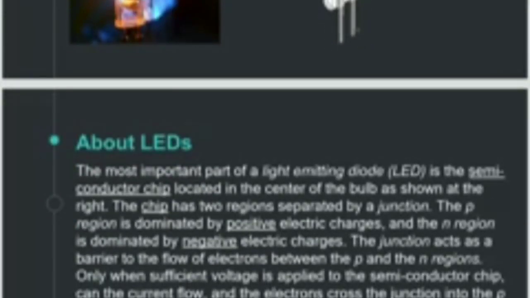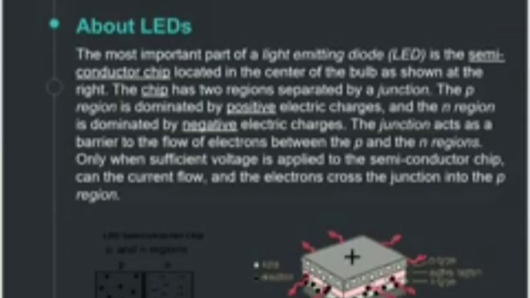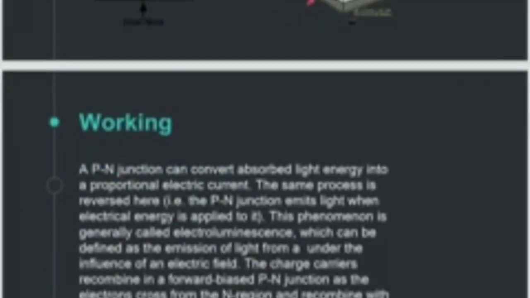The most important part of the LED is the semiconductor chip located in the center of the bulb, as shown on the right. The chip has two regions separated by a junction. The P region is dominated by positive electric charges and the N region is dominated by negative electric charges. The junction acts as a barrier to the flow of electrons between the P and the N regions. Only when sufficient voltage is applied to the semiconductor chip can the current flow and the electrons cross the junction into the P region.